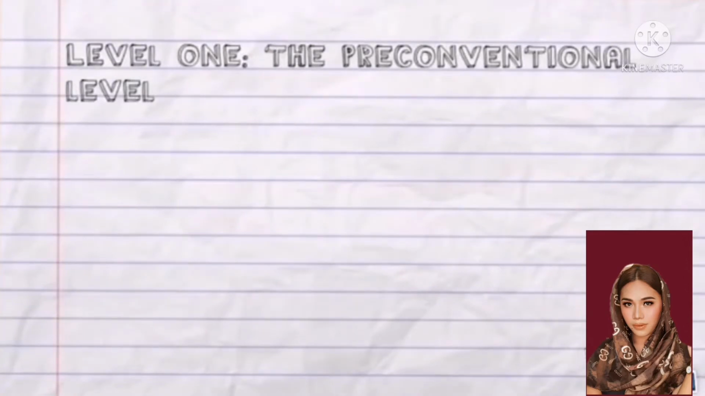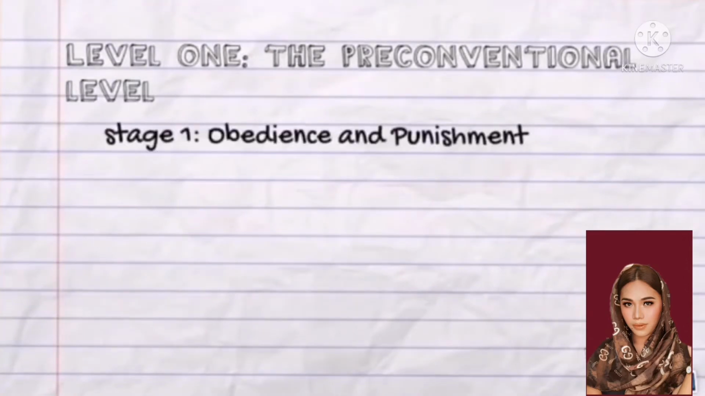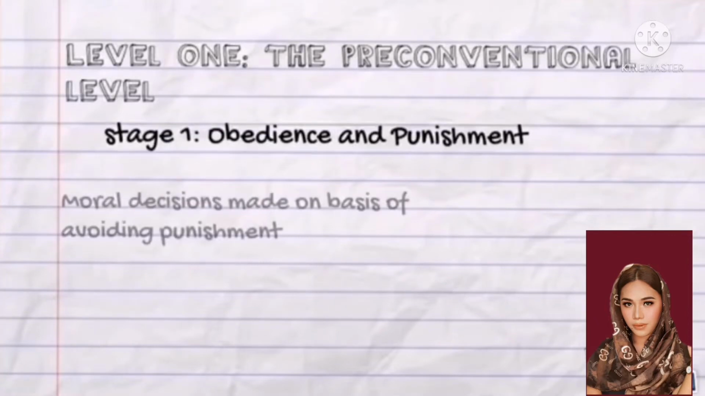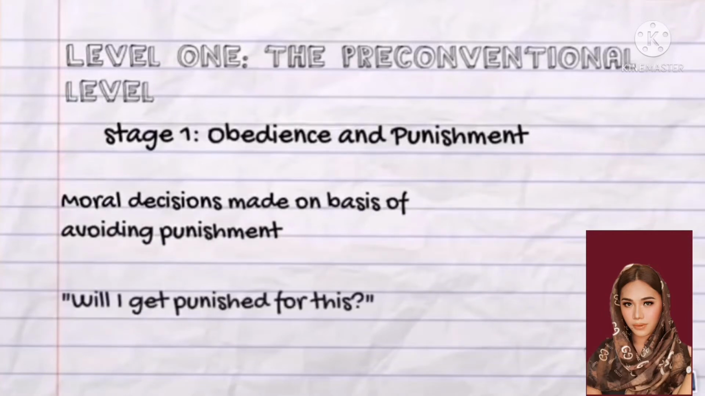Level 1, the pre-conventional level. Stage 1, obedience and punishment. Moral decisions are made on the basis of avoiding punishment. For example, will I get punished for this?